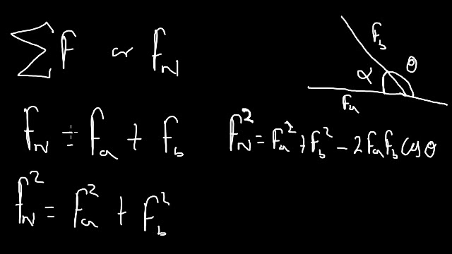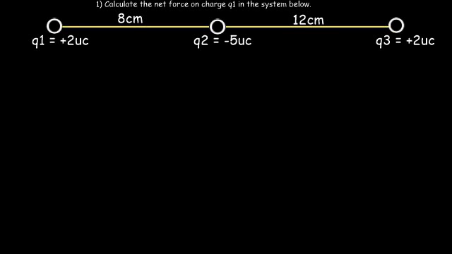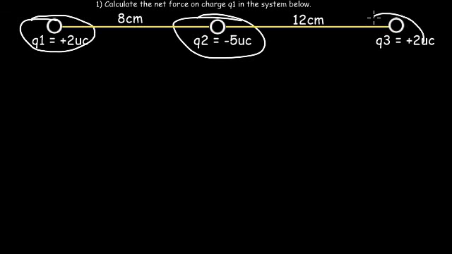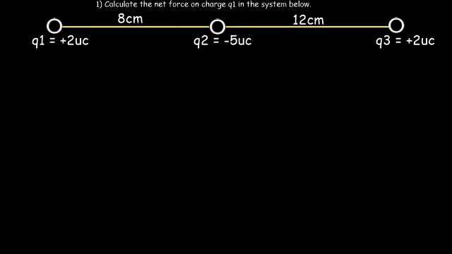So these are the basic things you need to know about finding the net force of a system of charges arranged in a regular pattern. So let's begin with problems and see how all this concept works. Number one, calculate the net force on charge Q1 in the system below. This is charge Q1, and we have some other charges that follow it. So we want to know all the forces that will be exerted on Q1. First, you need to know how to represent these forces.